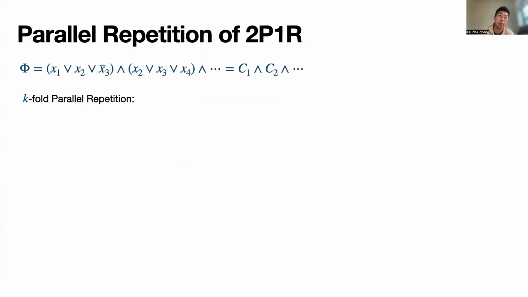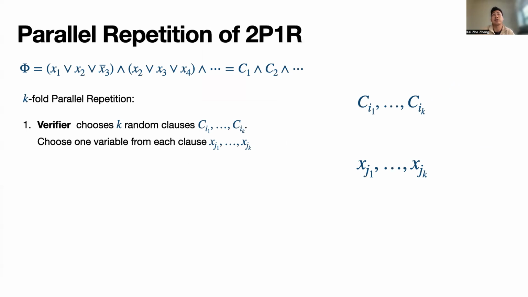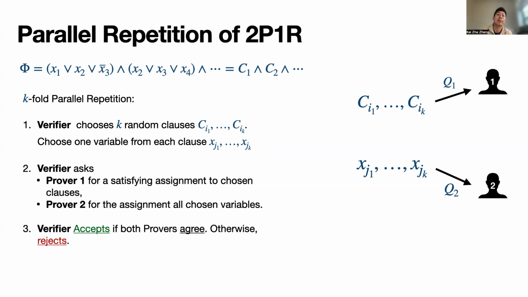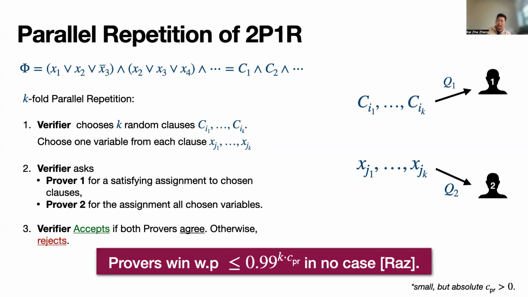For the k-fold parallel repetition, the verifier is going to choose k random clauses, and then choose one variable from each clause. Now to check the satisfiability, they'll send all of the clauses to one prover and send all the variables to the other prover, and ask for assignments to all of those. So it stands to reason that if we make k very big, we're making it harder and harder for the provers to win in the no case. And indeed, this can be shown.